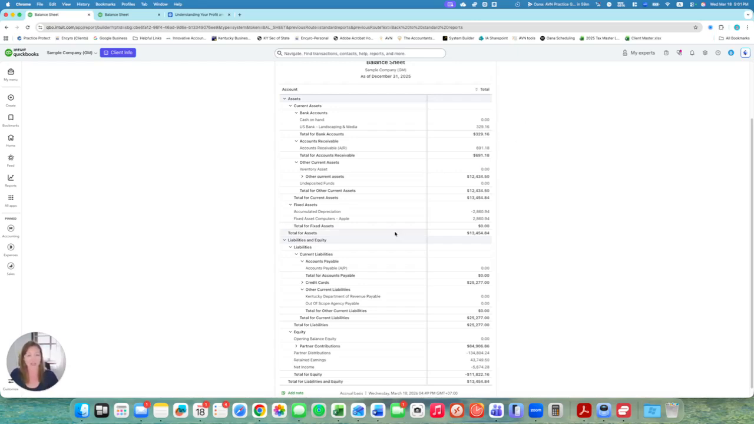This is not accurate. So this can tell you 2 things. Your balance sheet should help you answer what is the overall health of your company, and are my financials accurate? If your balance sheet is wrong, your profit and loss is almost always also wrong and needs to be fixed.